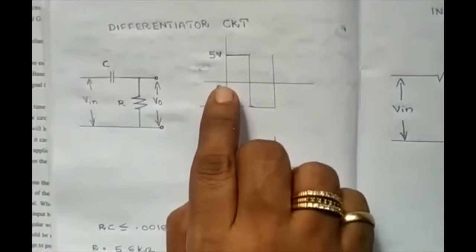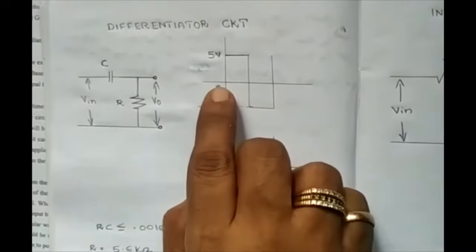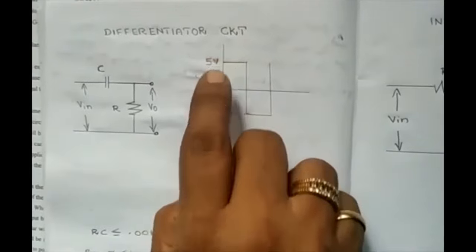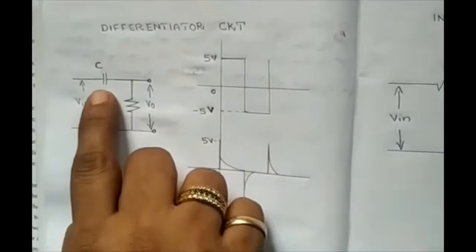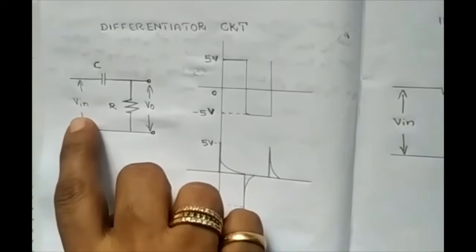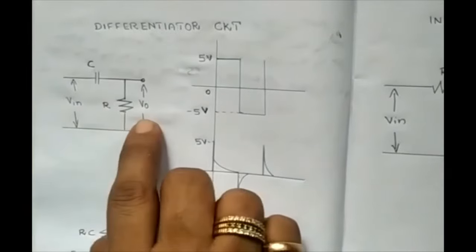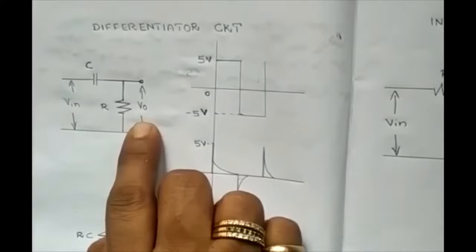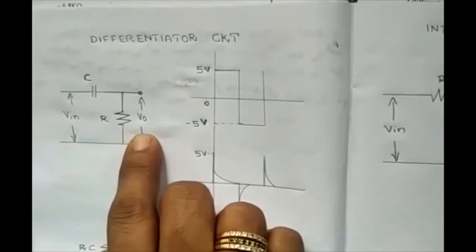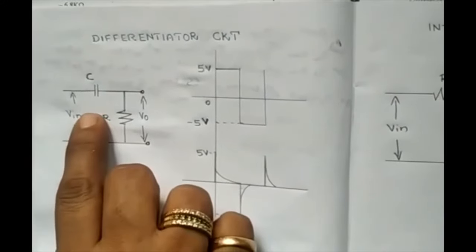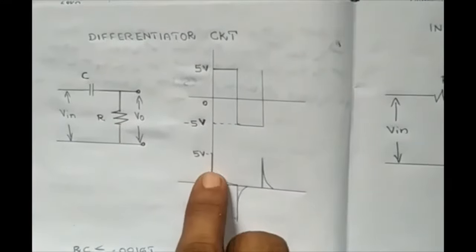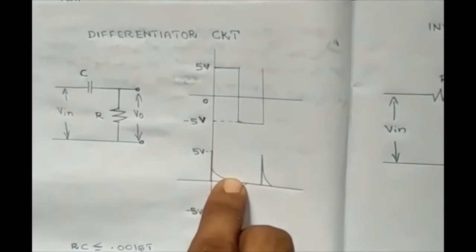A square wave is applied as input. Input immediately rises from 0 to 5 volt. Then the capacitor is not suddenly charged. According to KVL, all the input voltage applied comes across resistor R. Then the capacitor charges exponentially with a time constant RC. Voltage across the capacitor starts building. Therefore, voltage across the resistor reduces and becomes 0.